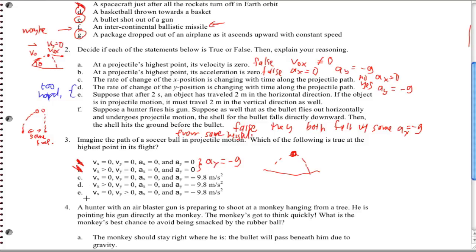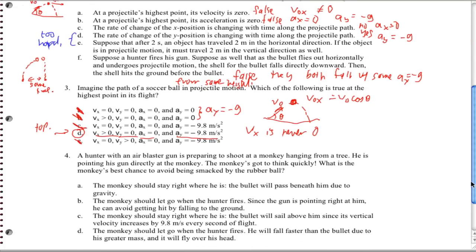If you're going to guess, I'd guess between C, D, and E, because A and B are totally false. For choices C, D, and E, one other thing we need to realize is that Vx is never 0. It's always equal to V naught x. If you're launching at an angle theta with a speed, v naught x is always equal to v naught cosine theta. That rules out C and E, and that leaves us choice D. Yes, Vx is greater than 0, Vy does equal 0, ax is 0, and ay equals negative 9.8 meters per second squared. You should memorize this. This is everything that happens at the top of an object's flight.